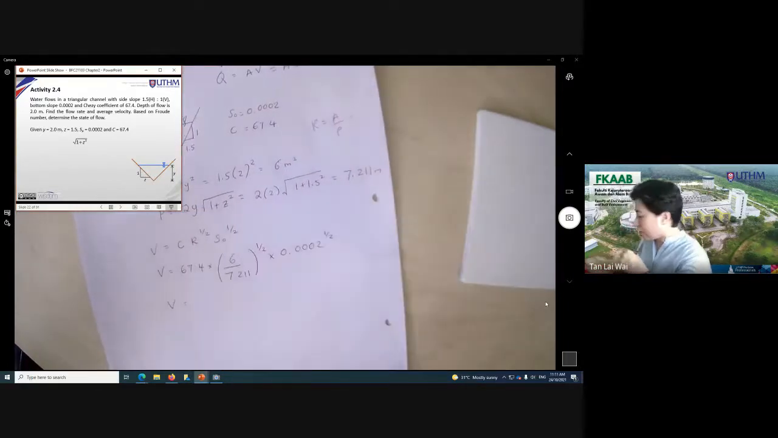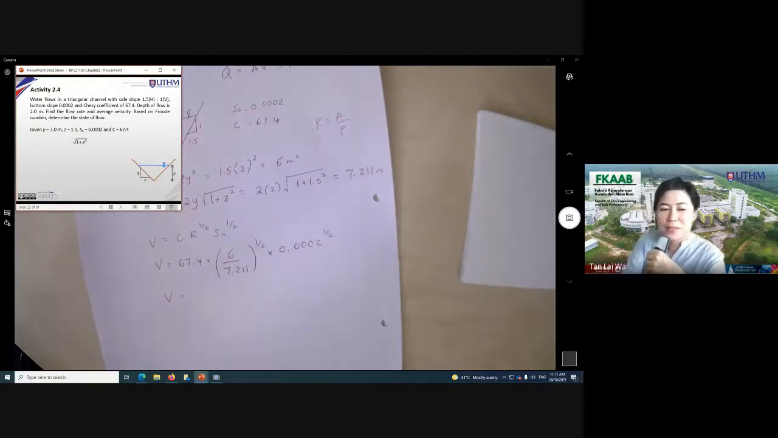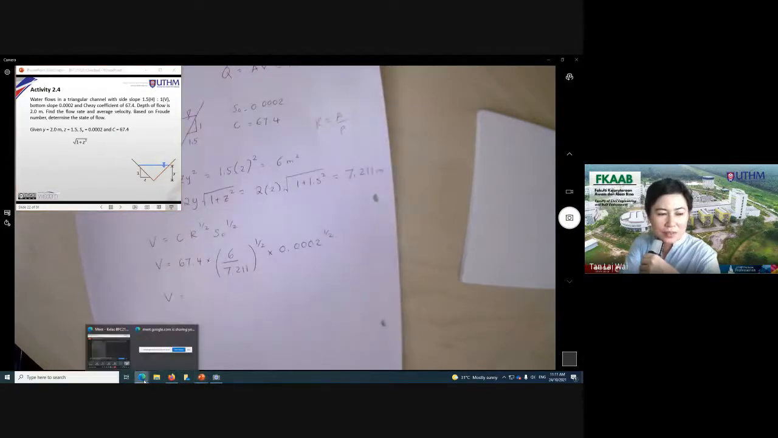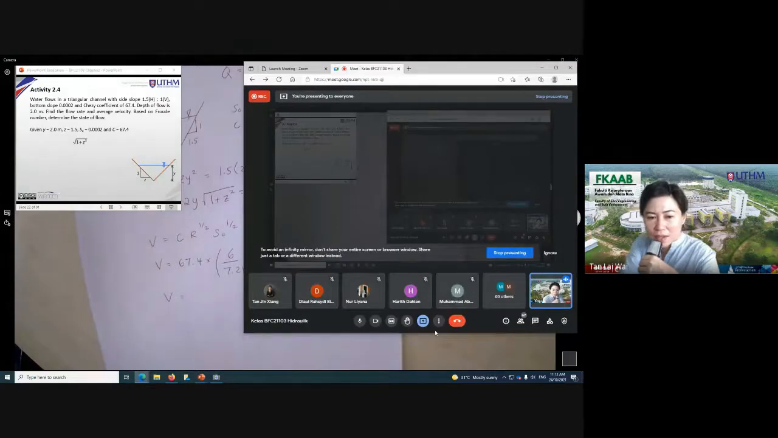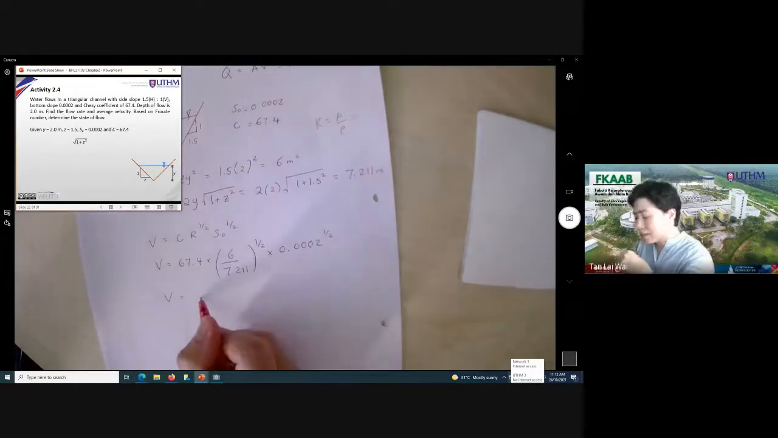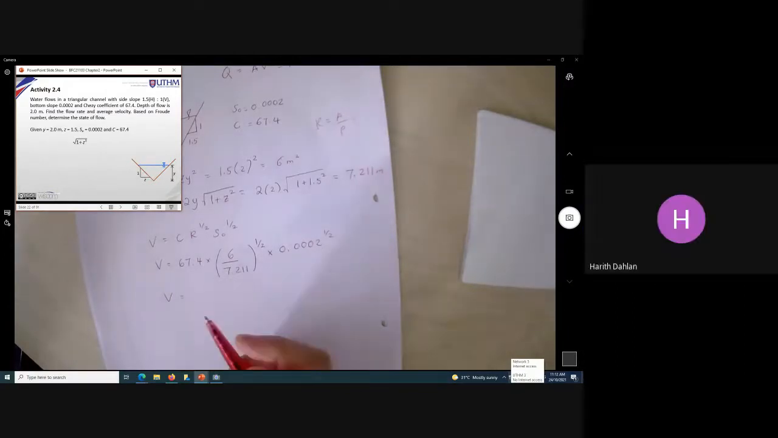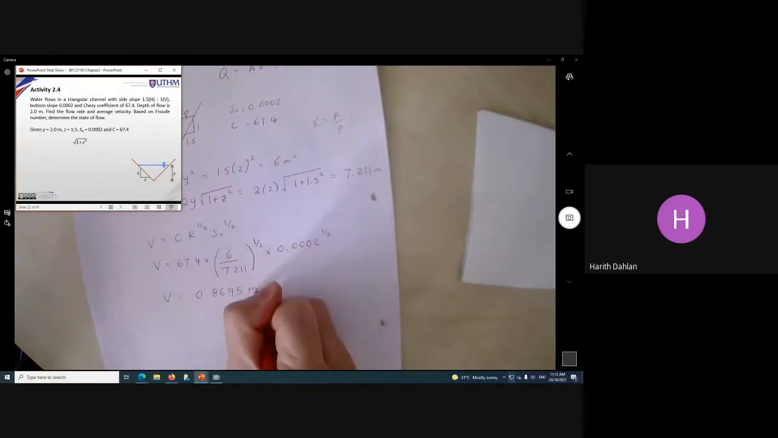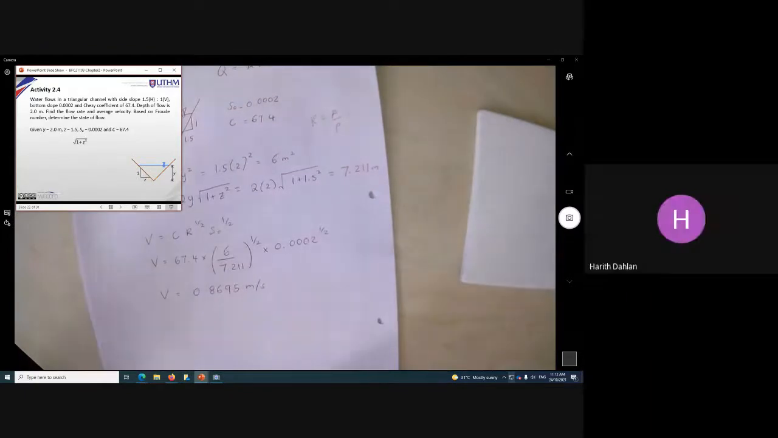What will be the velocity? Besides Liana, who else can give me the velocity? Okay, Harith Dahlan. Is Harith there? Yes. Okay, Harith, could you give me the velocity value? 0.8695. Okay, great. Thank you. Meter per second.